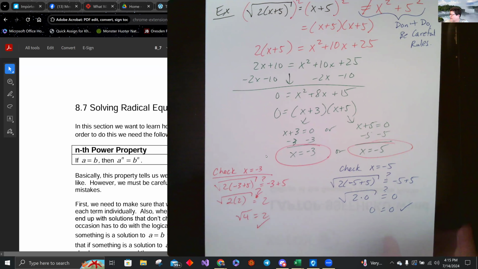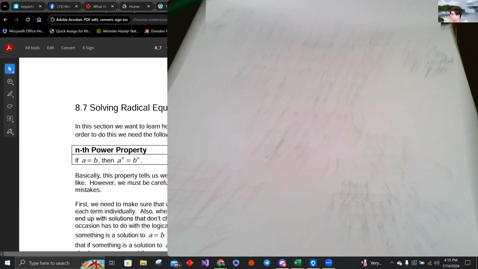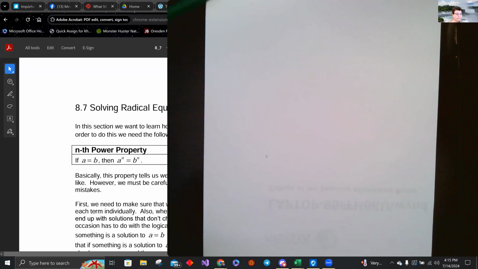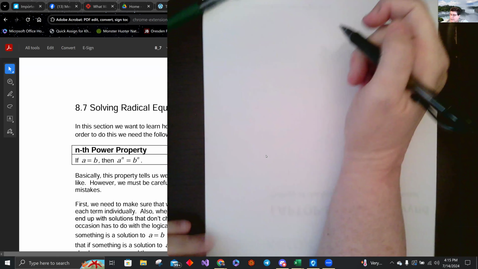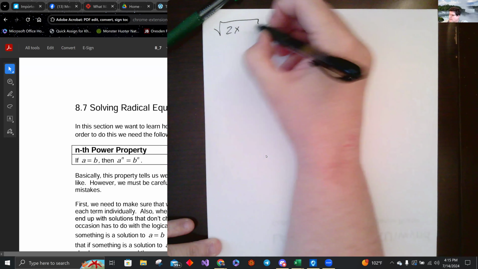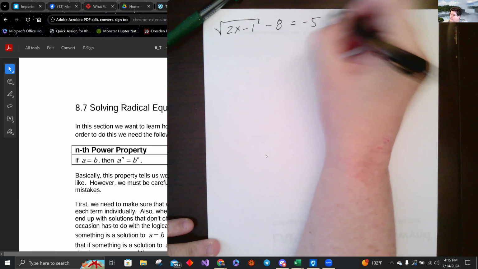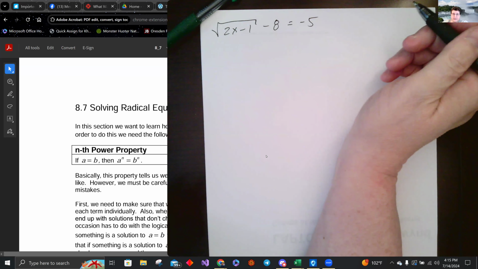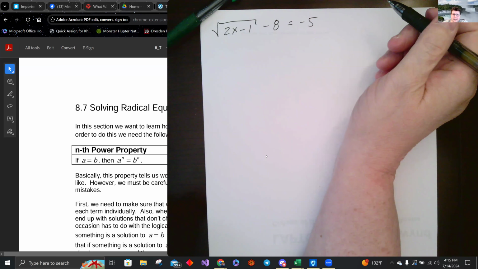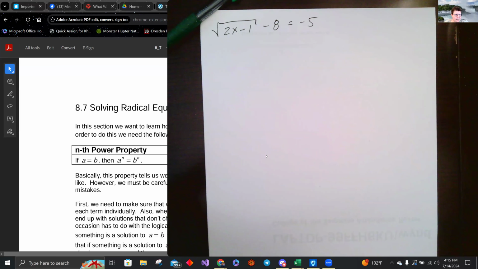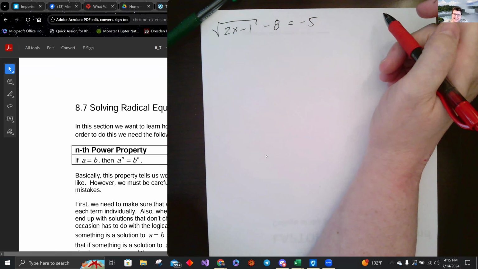All right, let's try another one. Square root of 2x minus 1, and then we have -8 equals -5. Now this is here because a lot of times people won't move it over. If you try to square it as is, you can square it as is, but it doesn't get rid of the radical.